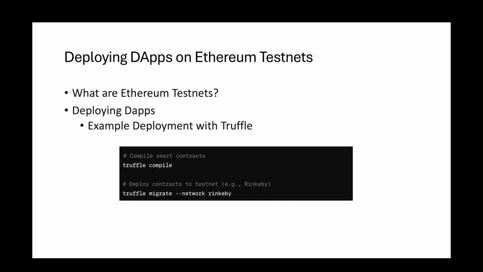Deploying dApps on Ethereum testnets allows developers to test their applications in a real-world environment without risking real funds. It also enables users to interact with dApps and provide feedback before deployment to the main Ethereum network. Building decentralized applications involves mastering smart contracts, integrating Web3.js with front-end frameworks like React, and deploying applications on blockchain networks. By understanding these concepts, developers can create innovative and secure dApps that leverage the power of blockchain technology.